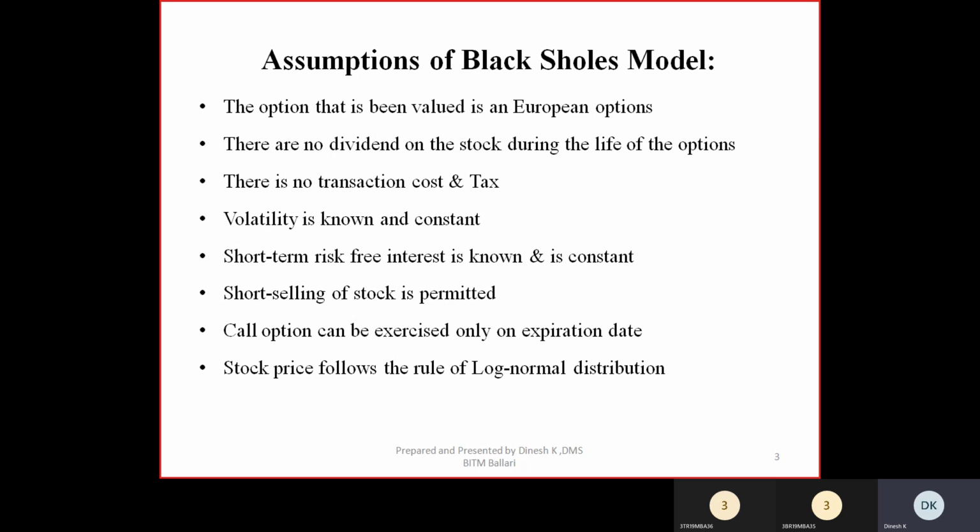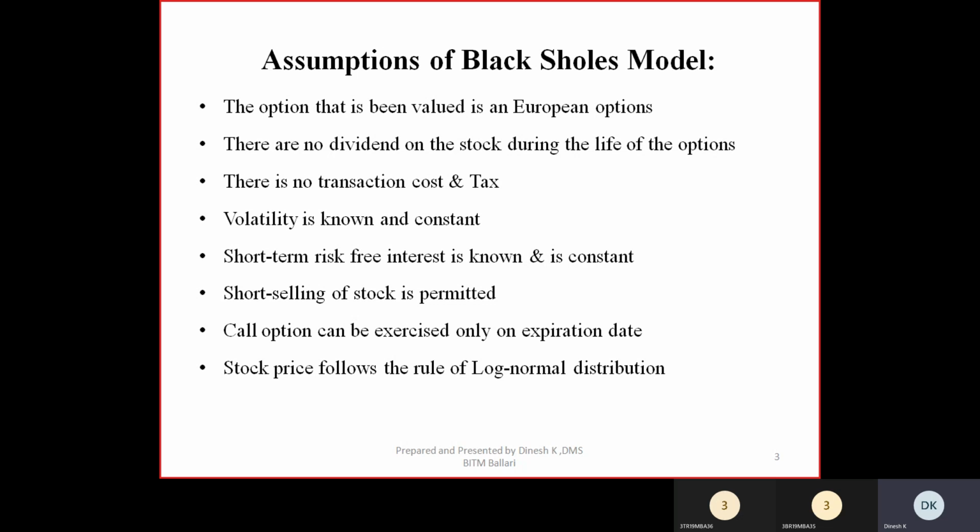But in the case of an American option, what happens? You can exercise even before, like suppose on the 20th. You feel like today the price is very attractive and in your favor and you would like to exercise. You can exercise in the case of American options. But the same thing is not possible in the case of a European option. In the case of a European option, only on the date of expiry can you execute the contract.